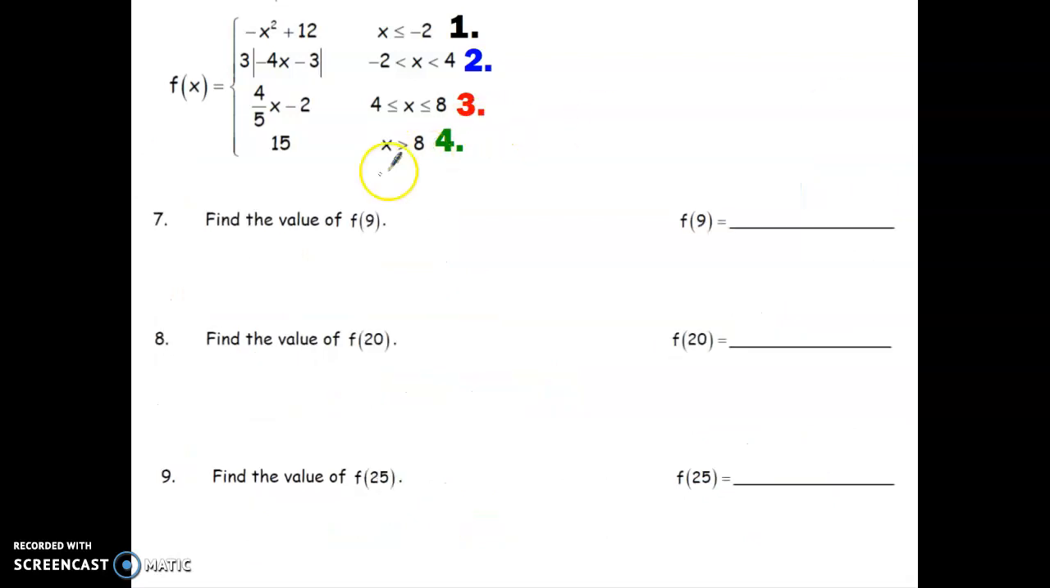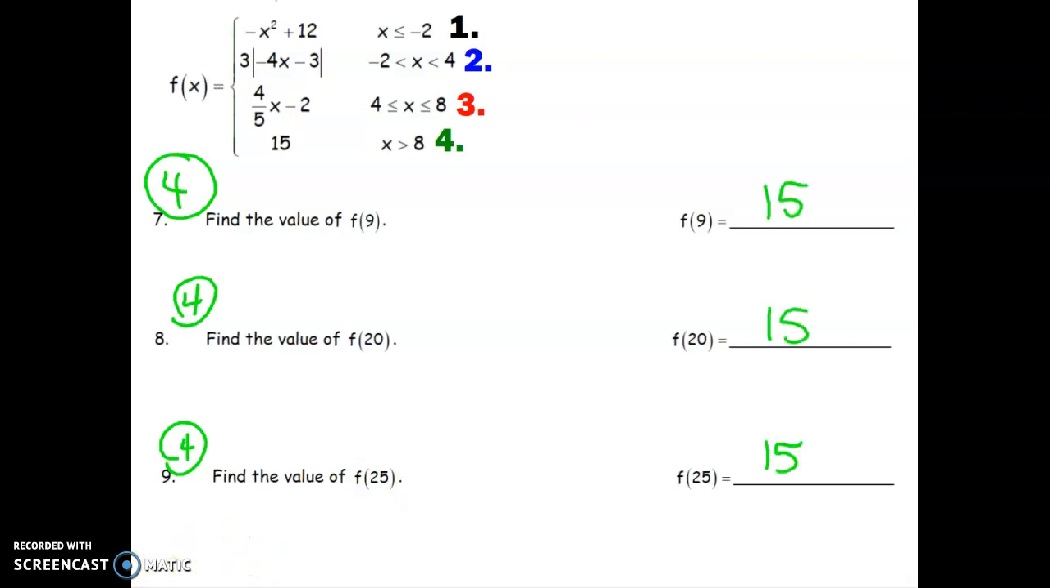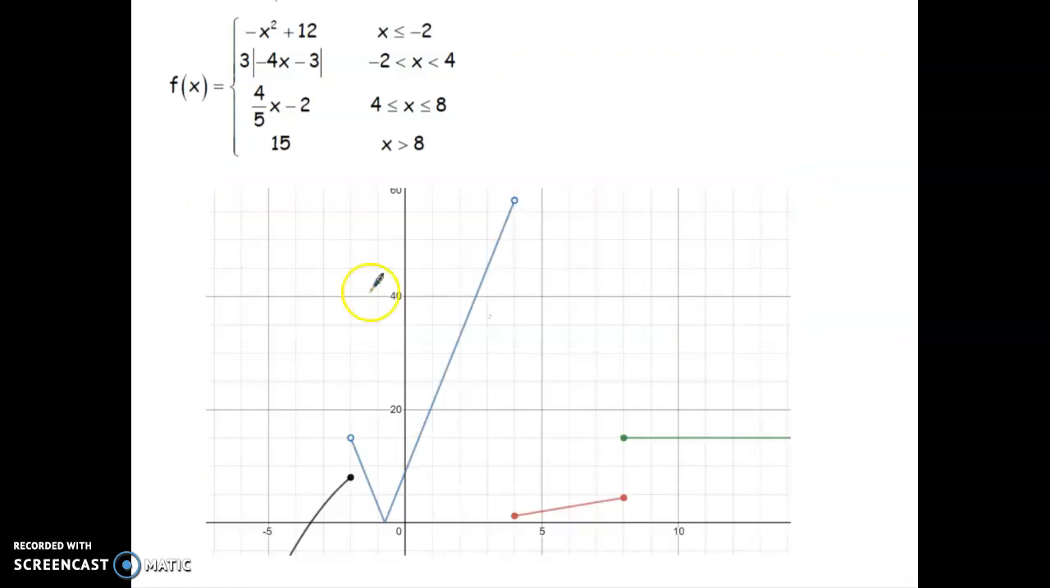Okay, last set. See if you guys can figure out which line each of these goes with. Well, 9, 20, and 25 are all bigger than 8. So all of these, I'm going to look at line number 4. Okay, see if you guys can figure out the y values that go with these. Did you guys remember that when it's a horizontal line, the y value never changes? There's no x to substitute in. So the y value is always going to be 15 if you're on line 4. And you can see that here, right? I would be in this green part right here for all the values that are bigger than 8. And my y value will stay +15 all the time.